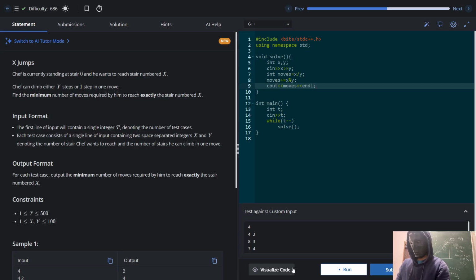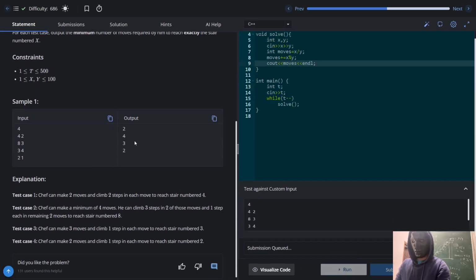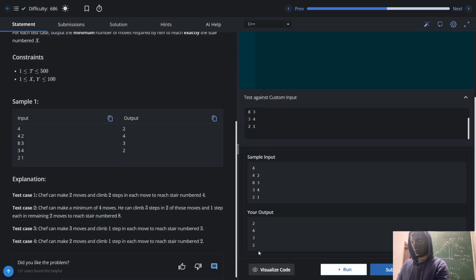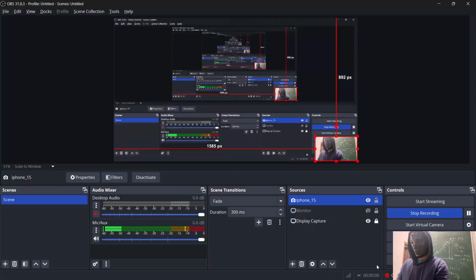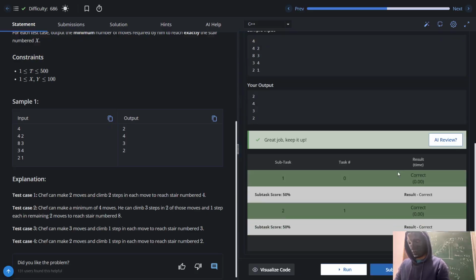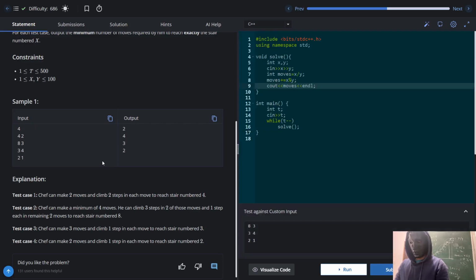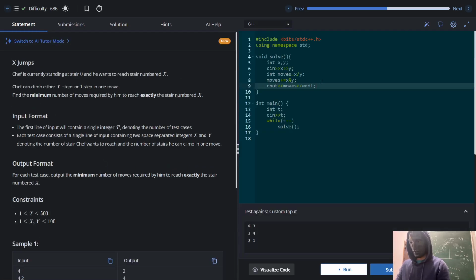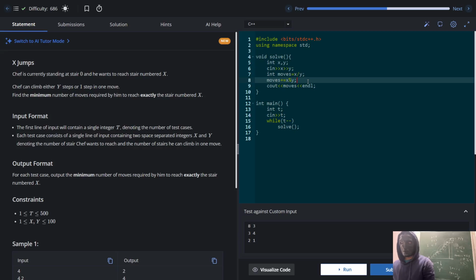Let's try to run the code. The output we should be getting is 2432. Yeah, 2432 we have got. Let's try to submit the code. Yeah, it got accepted. So it was easy only. Basically you had to visualize how to use this formula, x by y and x modulo y. If you could have visualized it, you could have solved it.